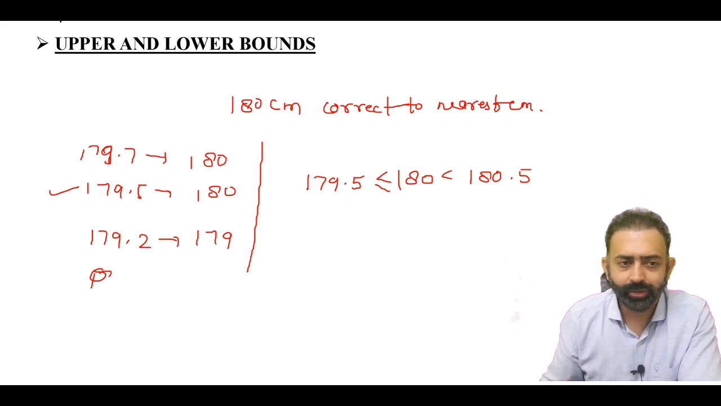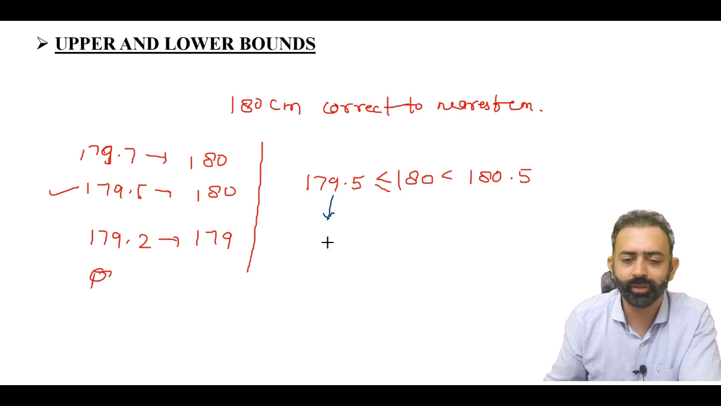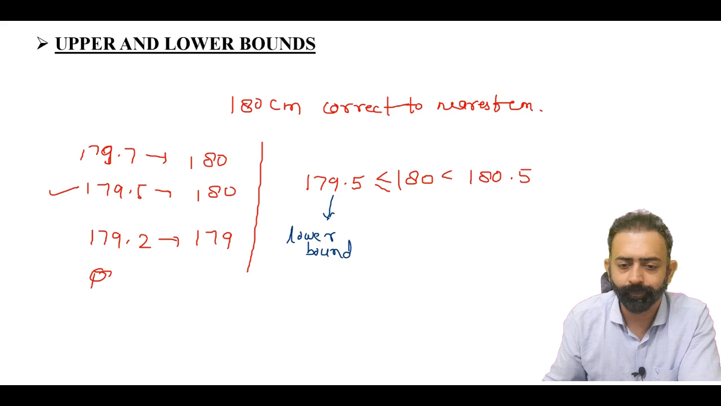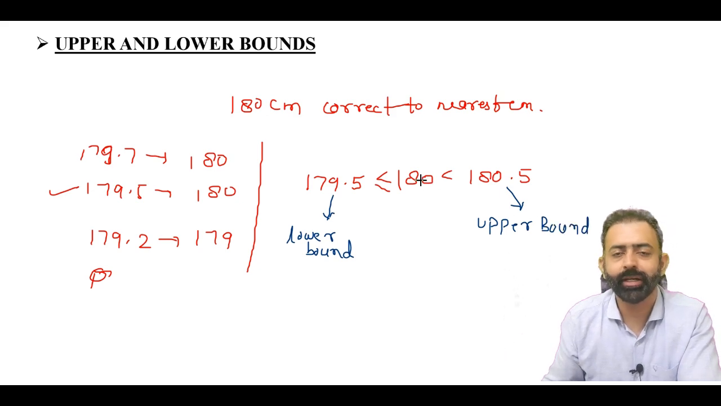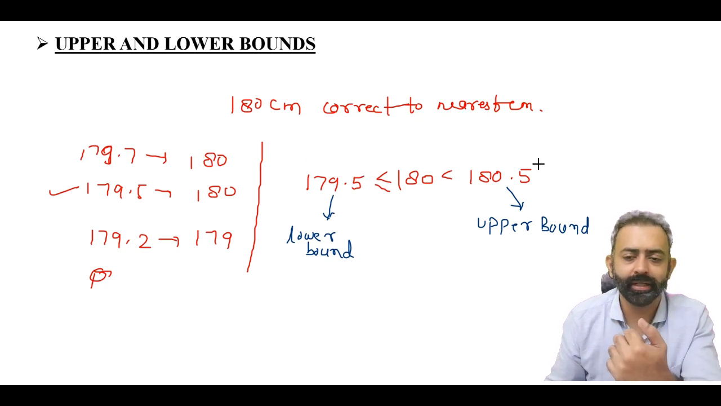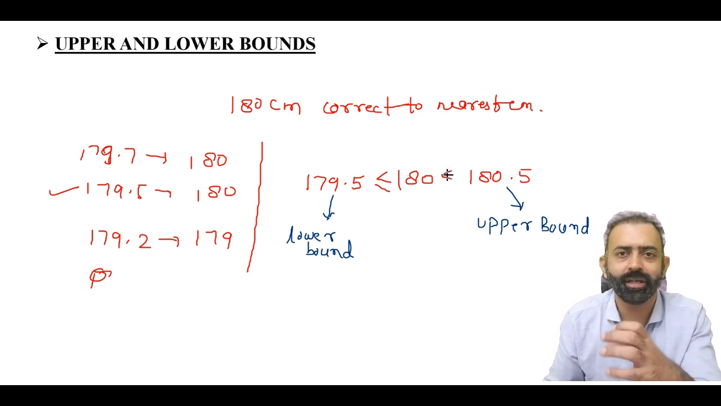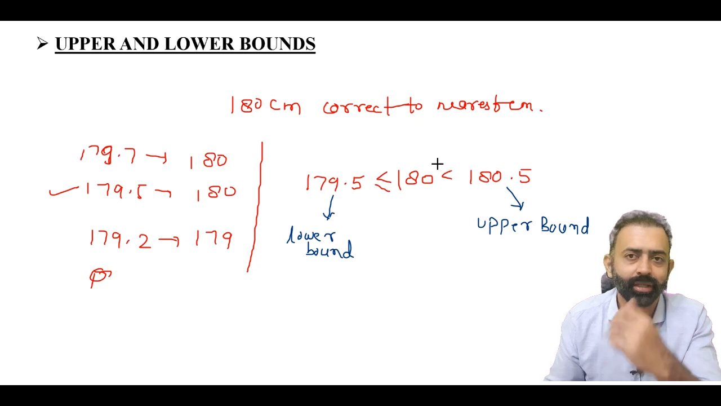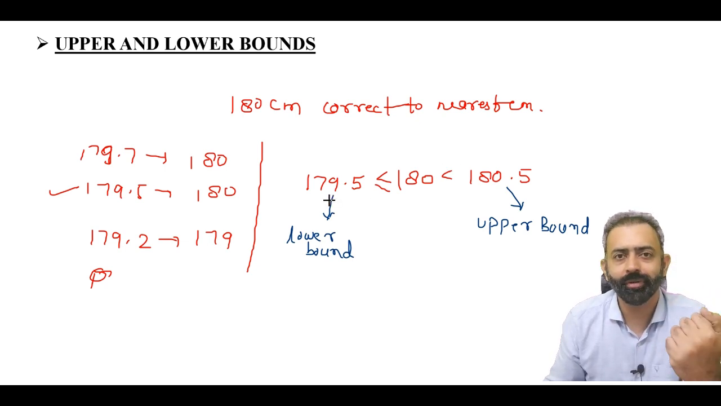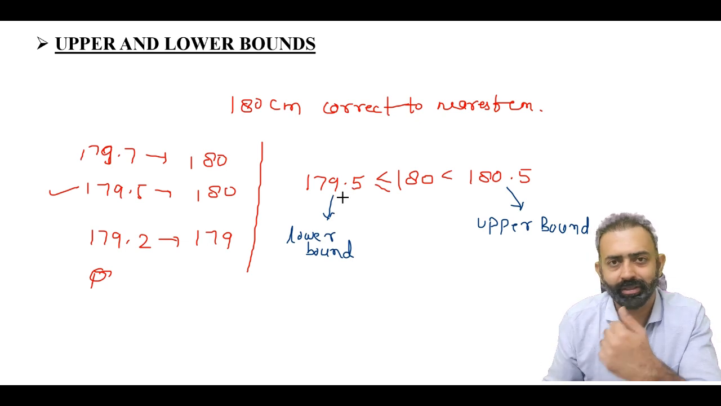Now 179.5, which is the least value of all those values, is called the lower bound. And this value is called the upper bound. And as the name suggests, the value 180 is bounded between these two values. One is the minimum value, second is the maximum value. All those heights which are lying between these two values, they are bounded by these two values. One is called the lower bound, which is the minimum value, and the second is called the upper bound.